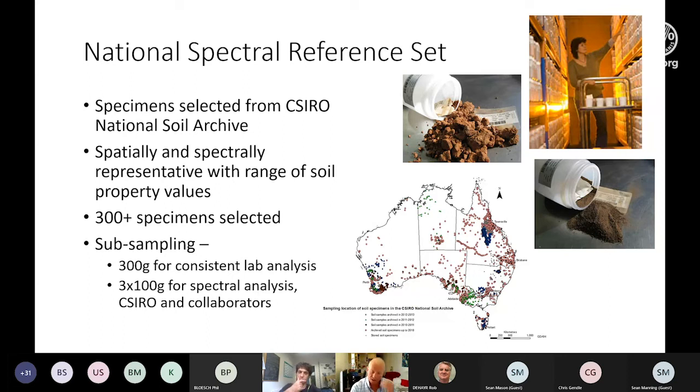So we'll try and get over that issue of matching methods and matching labs and analyses over time. We'll have a new and consistent set of soil properties measured against those. And then we'll have subsamples of those which will be available to scan under different conditions, different instruments, both within CSIRO and potentially with collaborators and partners outside.